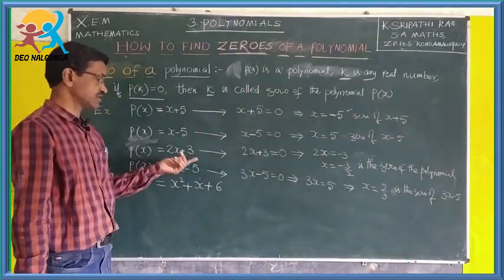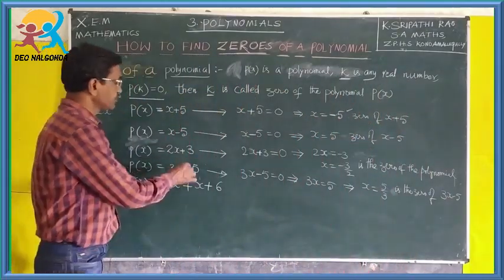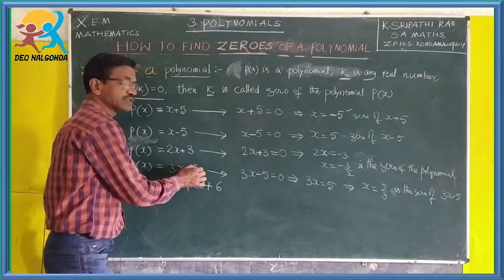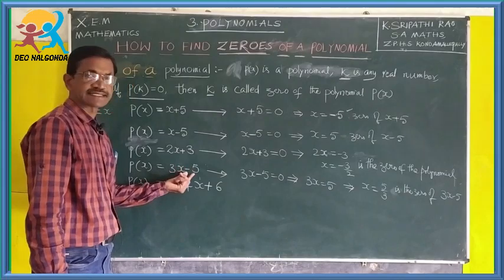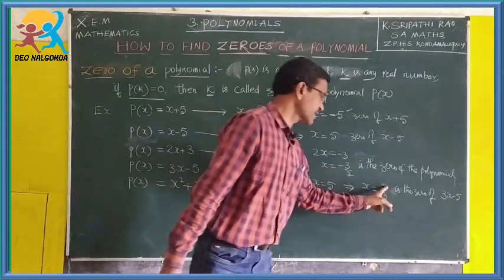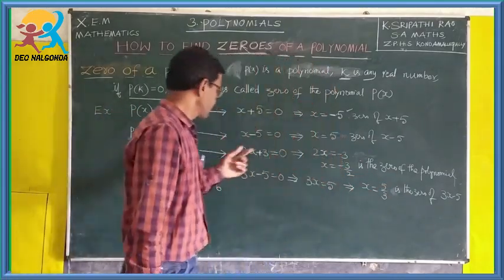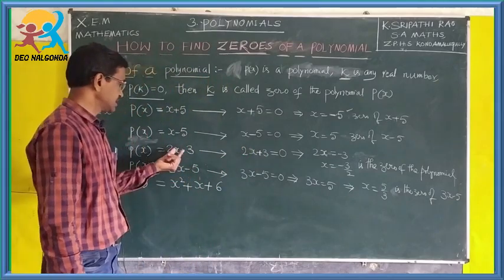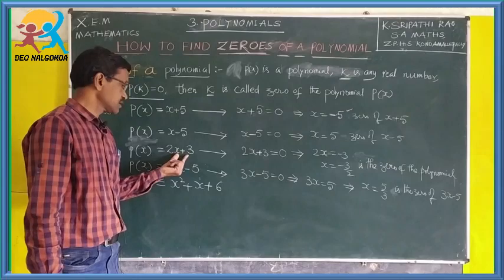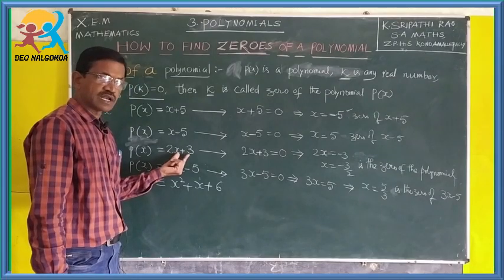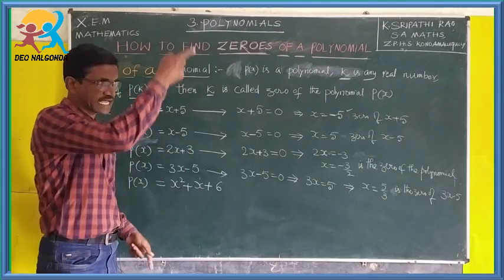What is the meaning of zero of 3x minus 5? It means if you draw a graph of this polynomial, it cuts the x-axis at (5/3, 0). We get a straight line. This is a linear polynomial. If you draw a graph of this polynomial, you will get a straight line.